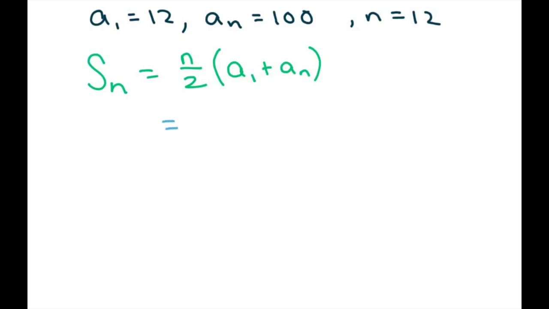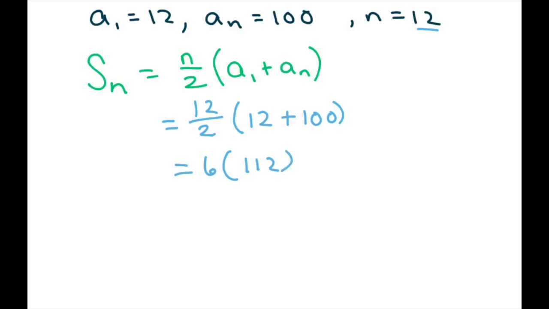So they give us, the first two are pretty easy because you just plug it in. Our n is 12. First term is 12. Both 12s, okay, and our last term is 100. So basically we get 6 times 112, and 6 times 112 equals 672.